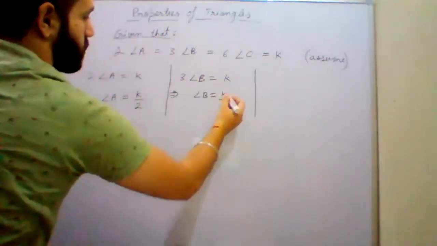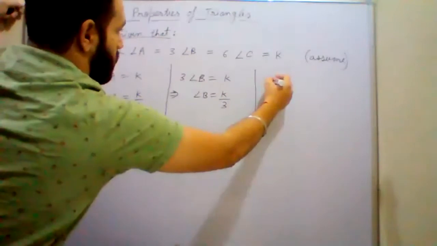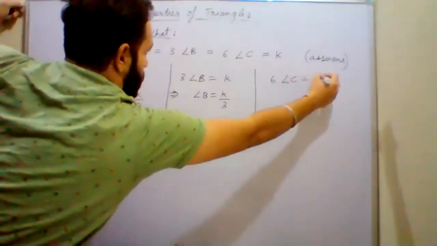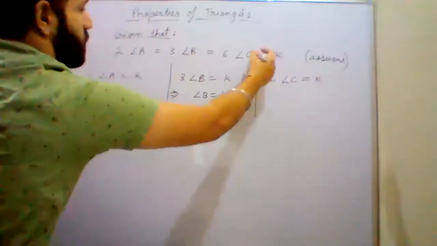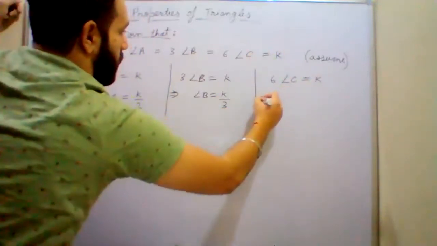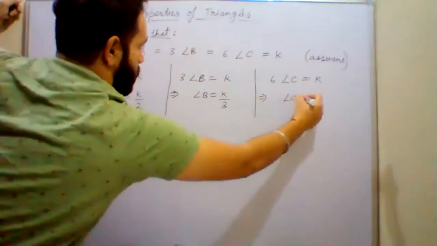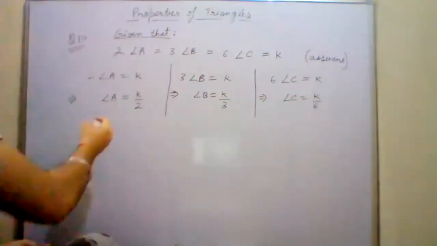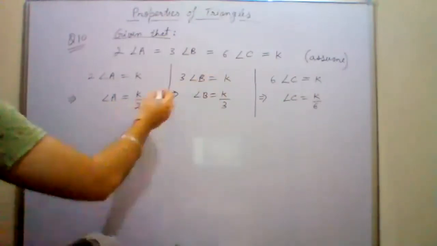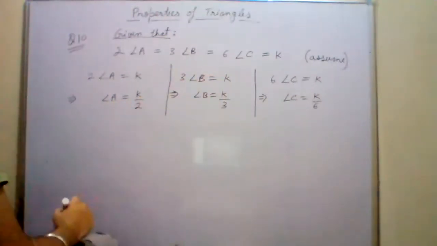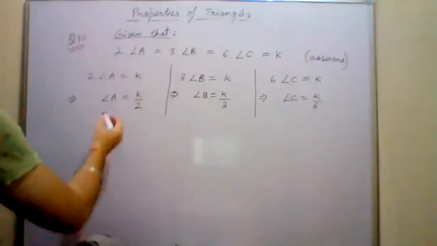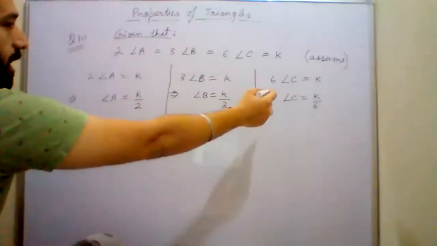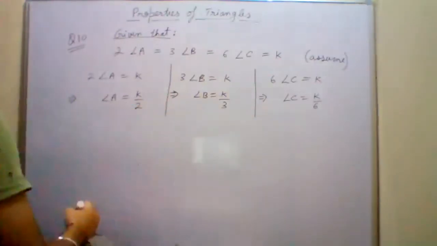So angle B is equal to K upon 3, and 6 times angle C is equal to K, so you will get angle C equals K upon 6. Now we have found all three angles in terms of K. Angle A is K upon 2, angle B is K upon 3, and angle C is equal to K upon 6.